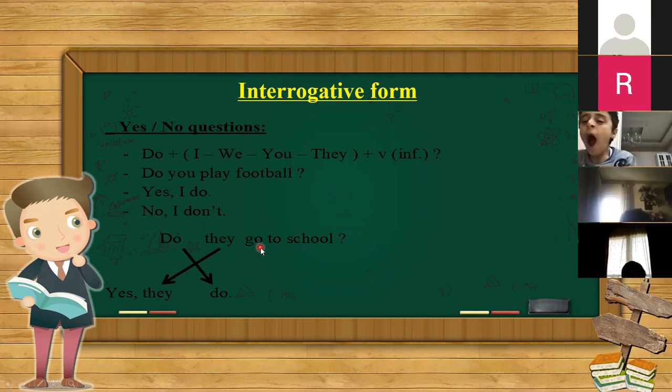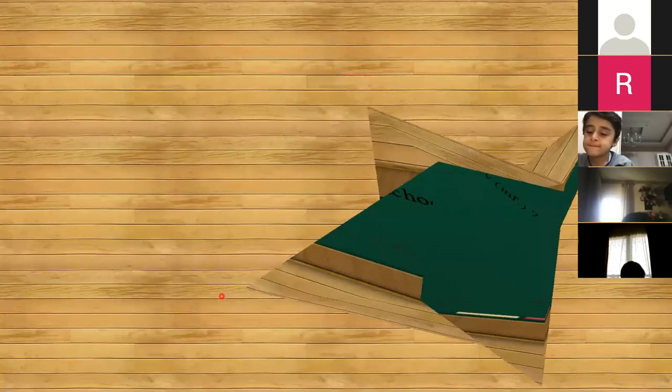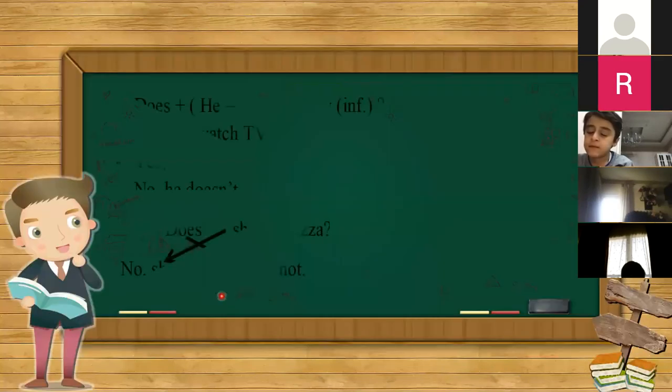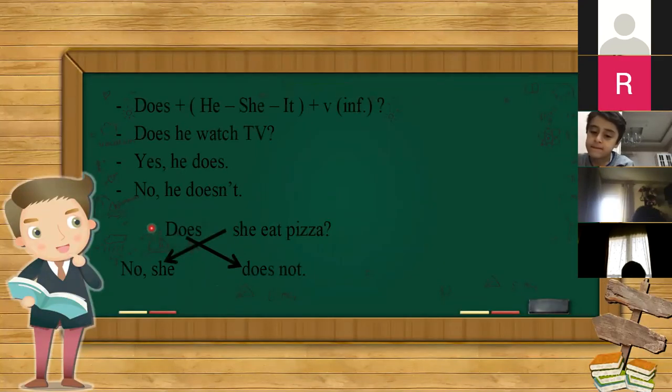Do they go to school? Yes, they do. We will read this, and then we are going to make the steps together in the examples. So, when we start the question with do, after do comes I or we or you or they. After that comes the verb.